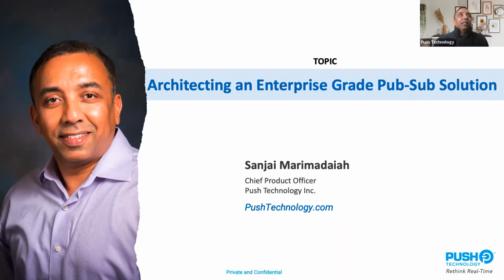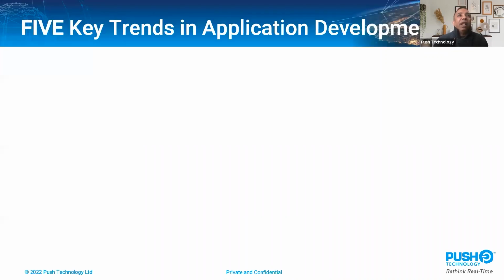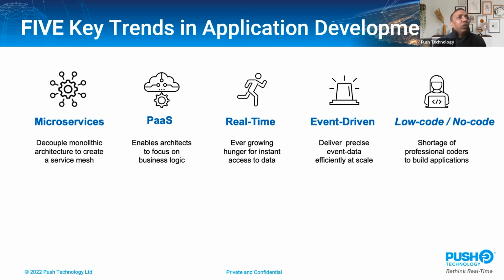So to get started, let's look at the 5 key trends that are happening in the application development space. You're all familiar with it. I wanted to recap. The number one is microservices are still growing, the adoption. The second is platform as a service is really being sought even more than in the past years, primarily because the app developers and customers want to focus on the business logic.